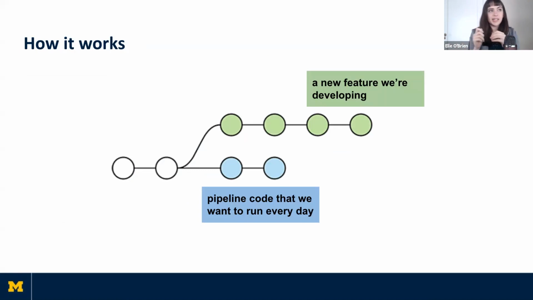But we can create in parallel a branch, so we branch off a little bit, and that's where we can develop a new feature. And we keep that separate until we're really sure that it's ready to go. And we don't merge it, bring it back into that main branch, until we're really sure it's up to the standards that we need.